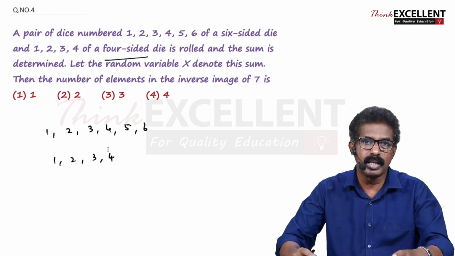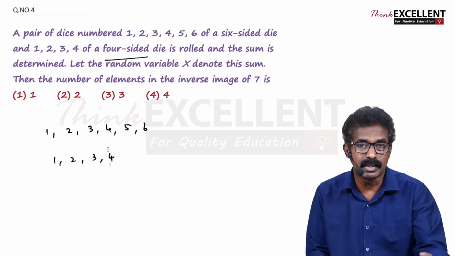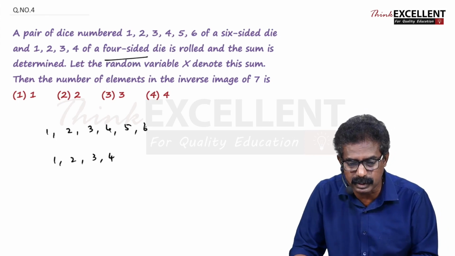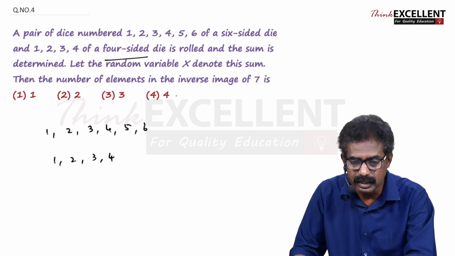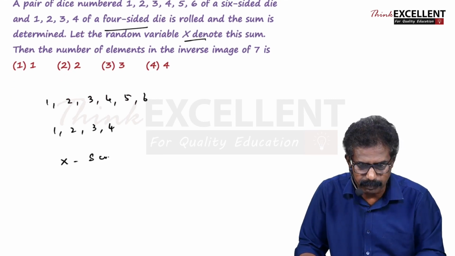So both dice you are rolling and you are checking the sum. In the normal die, it can be 6, 6, so the maximum total can be 12. But here it is not like that. The maximum is 6 plus 4, 10 only. X denotes the sum.